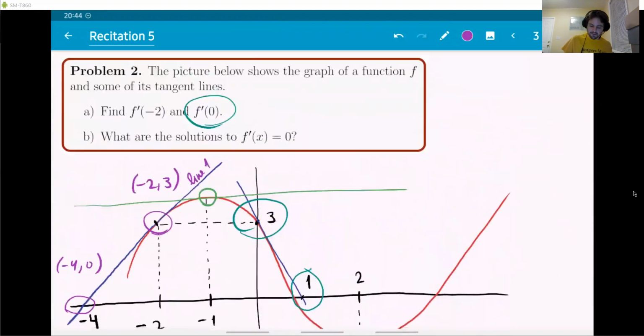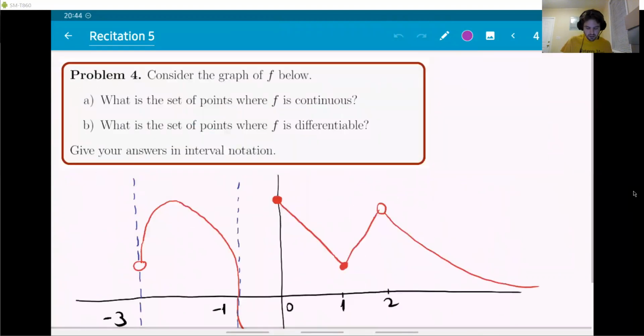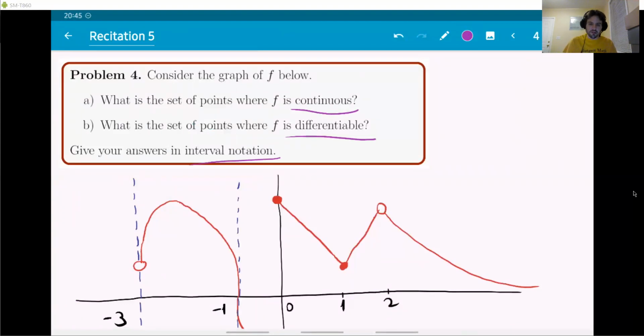Moving on. Consider the graph f below in red. What is the set of points where f is continuous and what is the set of points where f is differentiable? Give your answers in interval notation. Okay, so basically we want to identify the places where it's not continuous, for example, and then the answer will be everything else. And similarly for differentiable.